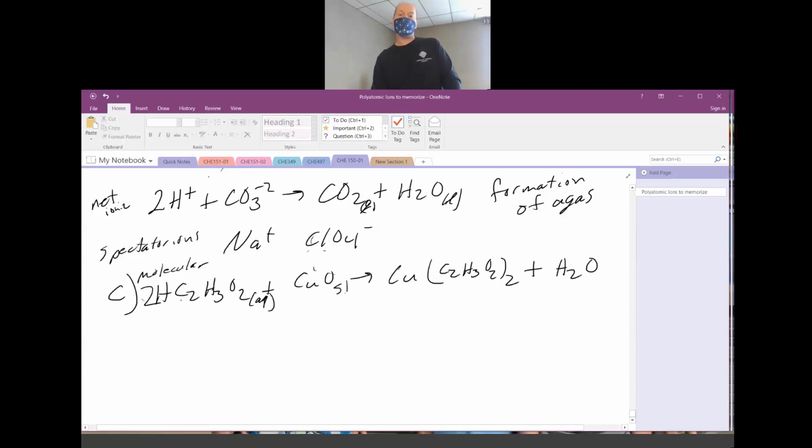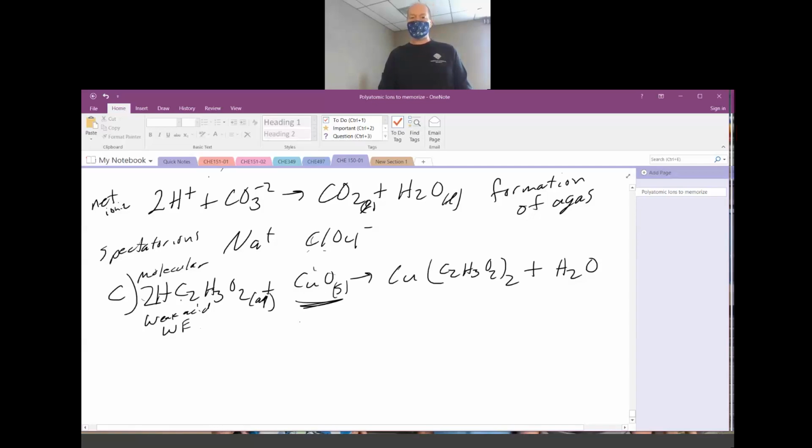So I wrote this problem. I gave you the first two, and on this one I'm going to put solid there for my copper oxide. But your acetates, all acetates are soluble. This first acid here, acetic acid, is not one of the 6 strong acids, so this is a weak acid, which makes it a weak electrolyte.